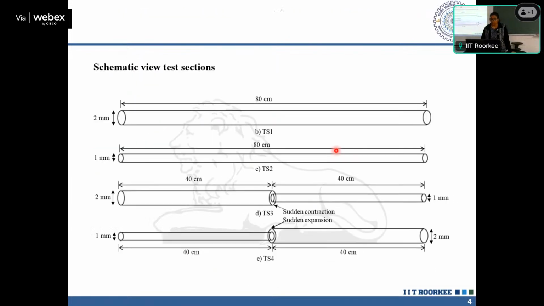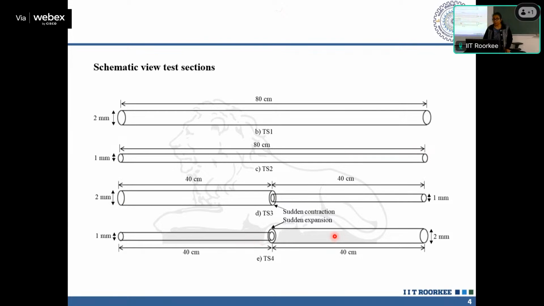Then these are the test sections that we have studied. First is a 2 mm straight tube, then a 1 mm straight tube. The third one has a sudden contraction: this is 2 mm and it is joined by another 1 mm tube. Then this is just the opposite: first 1 mm followed by 2 mm.